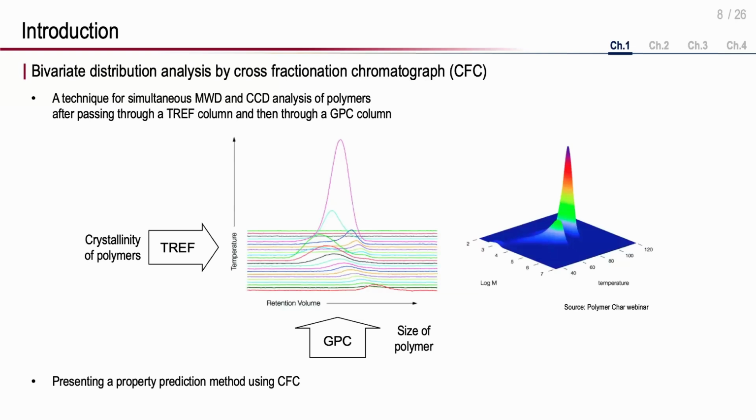And we use the bivariate distribution analysis by CFC. CFC is cross fractionation chromatography. This technique is for simultaneous MWD and CCD analysis of polymers, after passing through a TREF column and then through a GPC column. This is a sample of the CFC data, and we present a property prediction method using the CFC data.